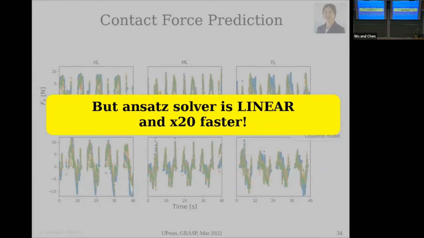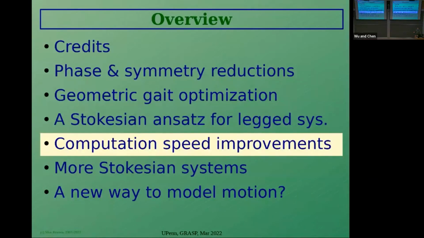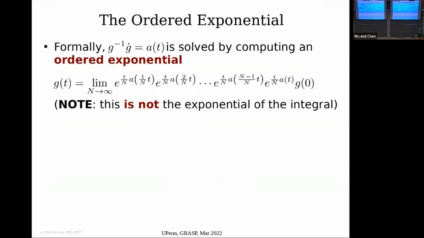How far can we push these computation speed improvements? Well, formally speaking, this sort of problem, G inverse G dot is some function of t, is solved by what's called computing an ordered exponential. So you can't just take the right-hand side, integrate it, and do the exponent of that because we're living on a curved space on the group of rigid body motions.